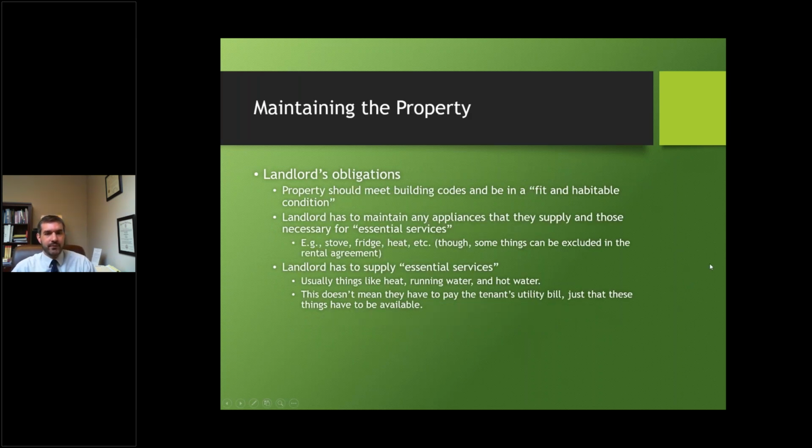Now, maintaining the property. So this is a double-sided coin. The landlord has obligations and the tenant has obligations.